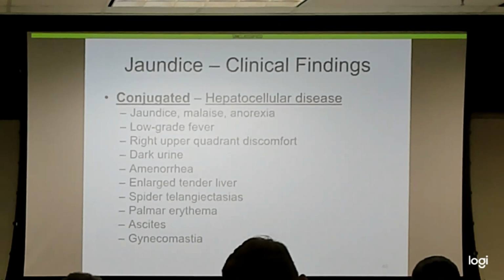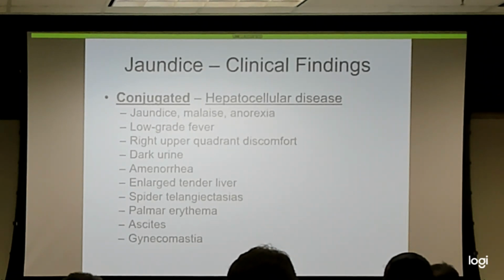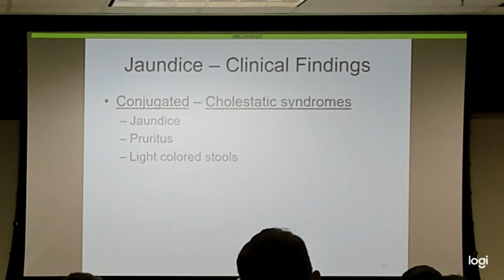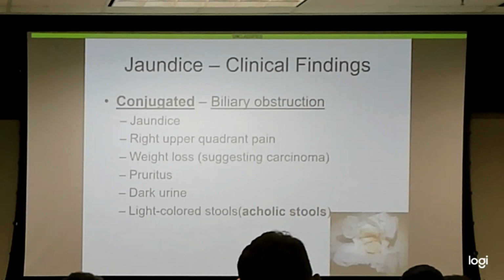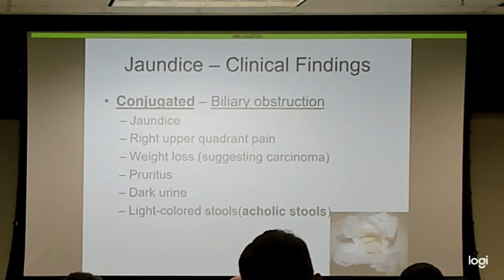And so for conjugated hyperbilirubinemia, for hepatocellular disease, that's the mix. You'll have jaundice, malaise, anorexia, low-grade fever, some right upper quadrant discomfort, dark urine, amenorrhea, enlarged tender liver, spider telangiectasias, palmar erythema, ascites, and gynecomastia. And then for the cholestatic syndromes, you might have some jaundice, pruritus, and light-colored stools. And for right upper quadrant pain, weight loss, this is for the longer biliary obstruction, pruritus, dark urine, and then the colic stools.